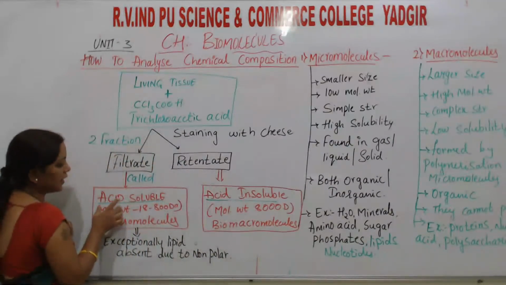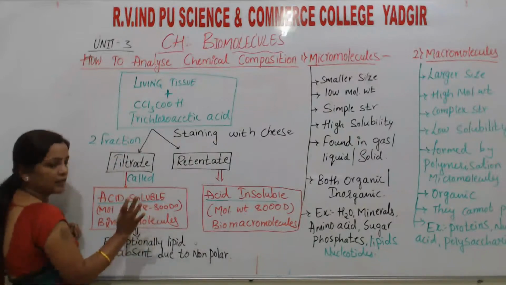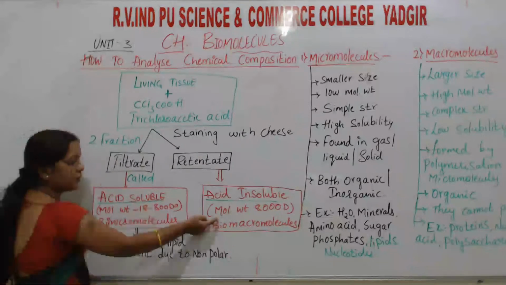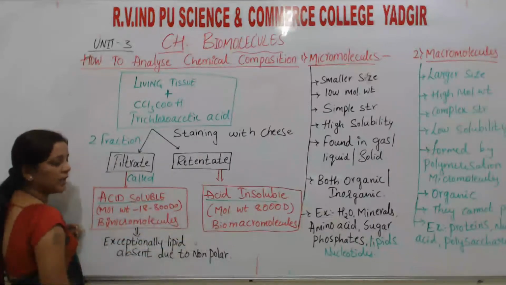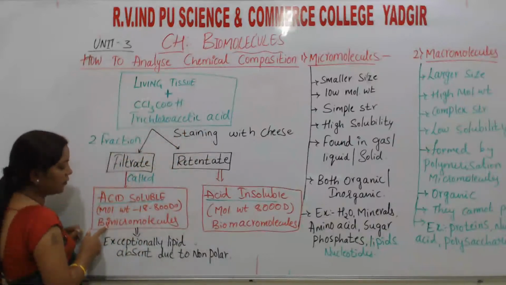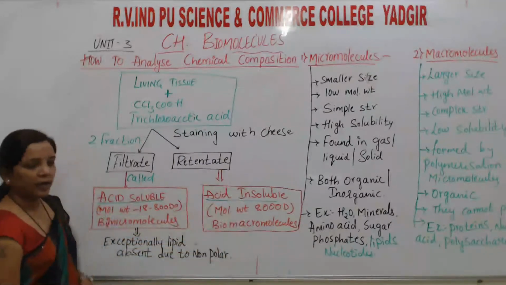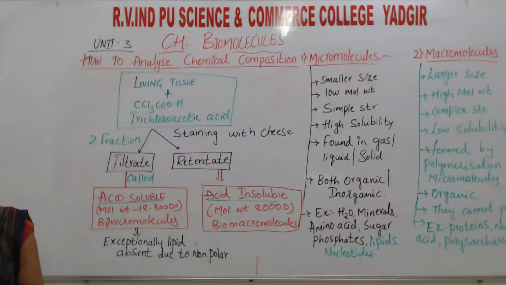Acid soluble has chemicals of low molecular weight, 18 to 800 Daltons, that's it. In the case of the insoluble, molecular weight is 8,000 Daltons. So these we call biomicromolecules, and these are called biomacromolecules. Okay, complex.